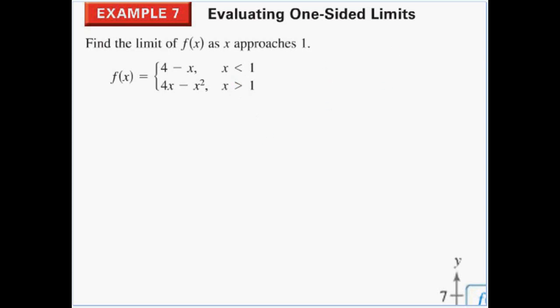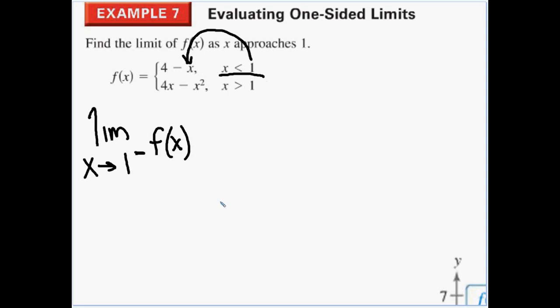So I'm going to write the limit as x approaches 1 from the left side, and I'm just going to write f of x. I'm not going to copy the whole function. So from the left side, that would be numbers less than 1. So I'm going to directly plug the 1 right into the function. So that's going to equal 4 minus 1. 4 minus 1, last I checked, is 3.